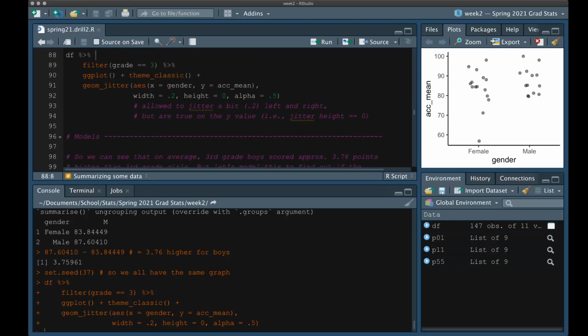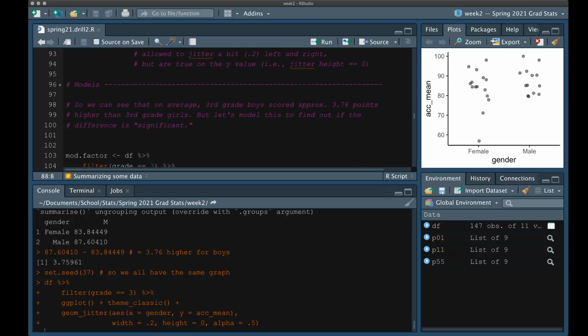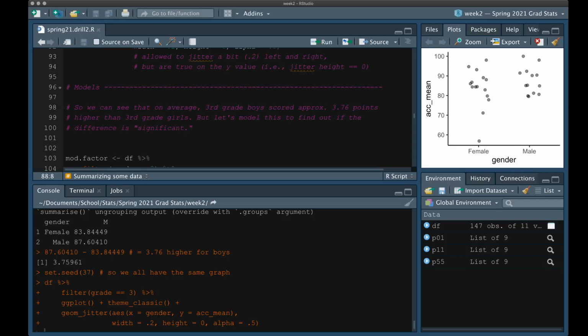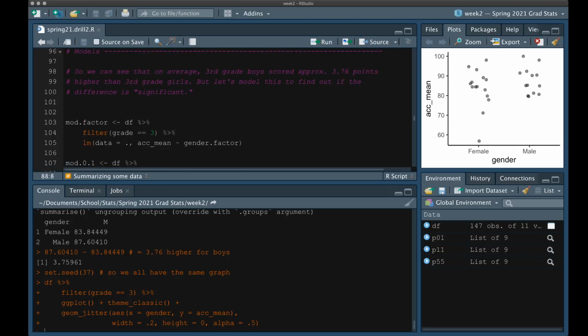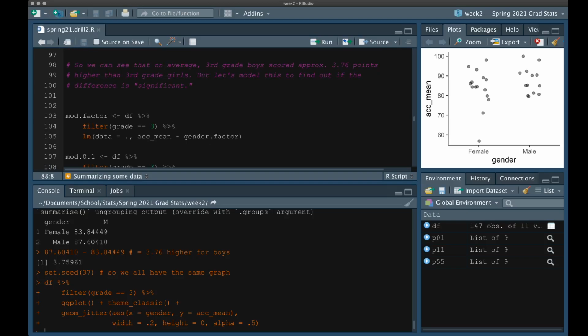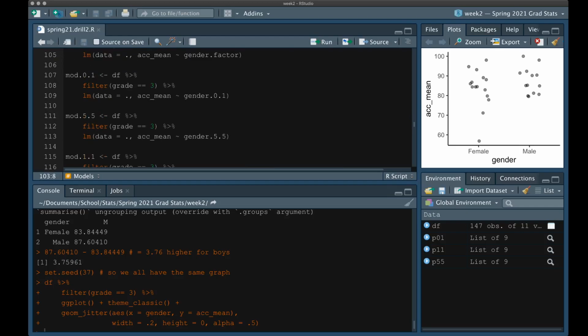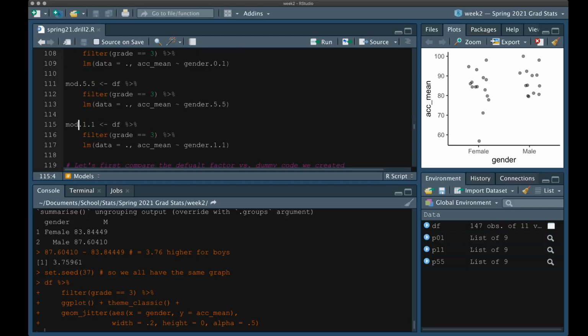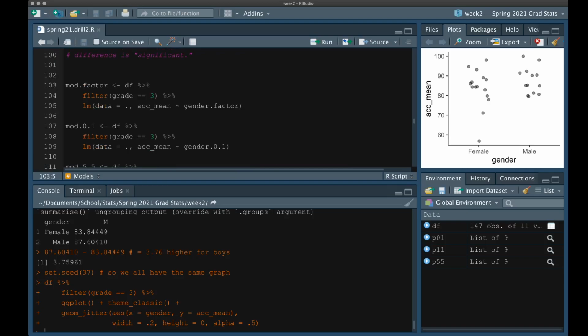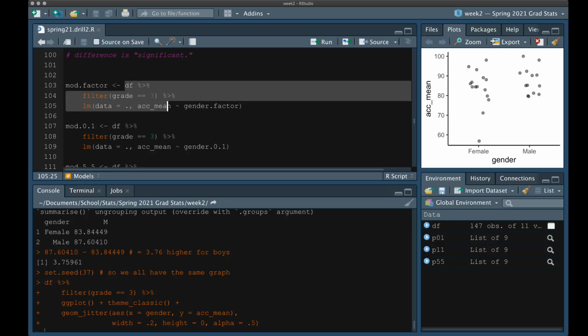So getting into our models, like I said, we can see based on just our group means that 3rd grade boys scored approximately 3.76 points higher than 3rd grade girls on average. So let's model it to see if this difference is significant. So here I'm going to create 4 models: mod.factor, mod.01, mod.55, and mod.11. For each one, we're going to take our data frame, filter to just the 3rd graders, and then pipe that into our LM.